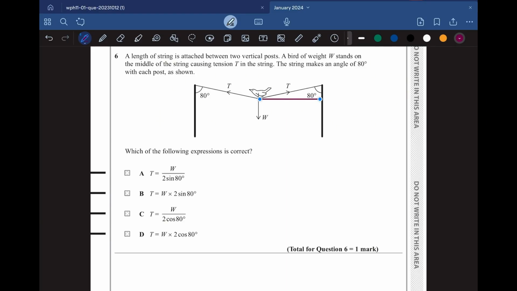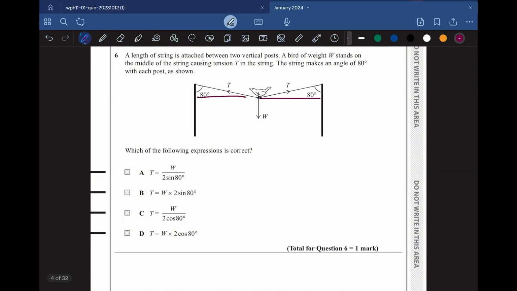This is the horizontal component and this is the vertical component. So it has both the horizontal components and the vertical components. Now we know this is going to be 90 degree, and if it is 90 degree and this is 80 degree, this angle is going to be 10 degree.